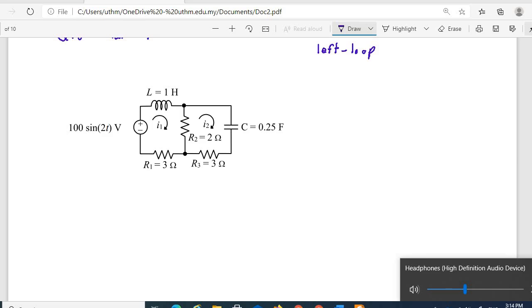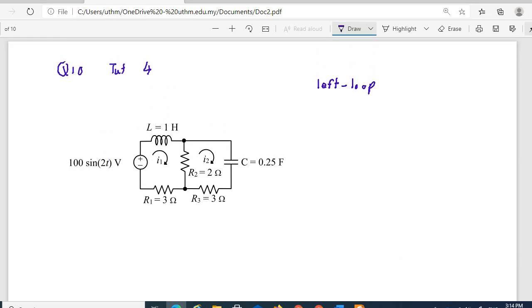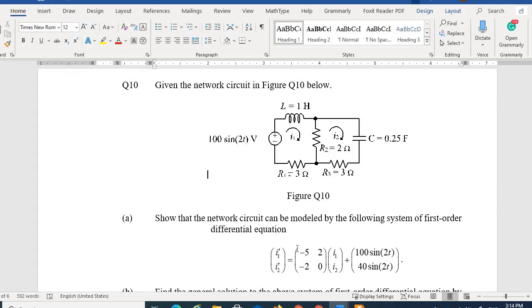Okay, so this is tutorial 4. You can get it from the author. Question 10 of the tutorial: given this network circuit, part A asks you to show that this network circuit can be modeled as this non-homogeneous system. So I'm going to demonstrate here how you model it, exactly similar to the YouTube video that I asked you to watch.